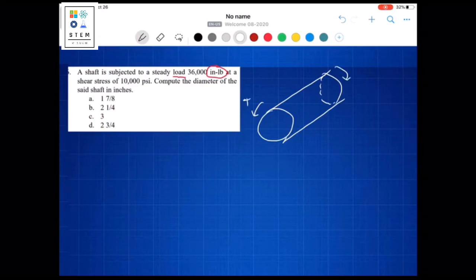So, T equal to, so, given natin, 36,000 inch-pound. Okay, so then yung shear stress, so given yung shear stress ng material na 10,000 PSI. Okay, compute the diameter of the said shaft. So, pinapahanap, find diameter. Okay, so solution.